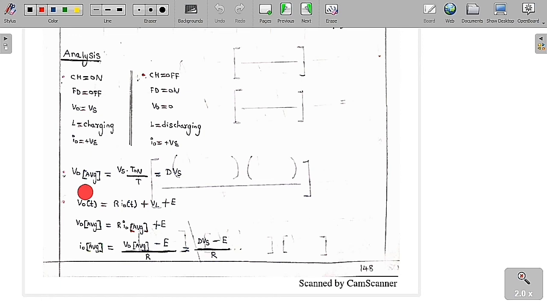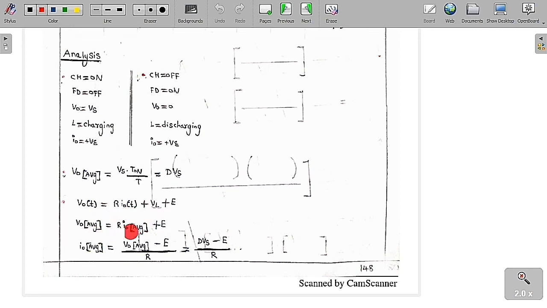So I want to find the average value of the output voltage. The average value of the output voltage is equal to Vs into T on by T. T on by T is called the duty ratio D. So V0 average is equal to D into Vs. Now I want to write the time domain expression of the output voltage. V0 of t is equal to R into I0 of t plus VL plus E. This is the time domain expression of the output voltage. V0 of t is equal to I0 of t into R plus VL of t plus E.